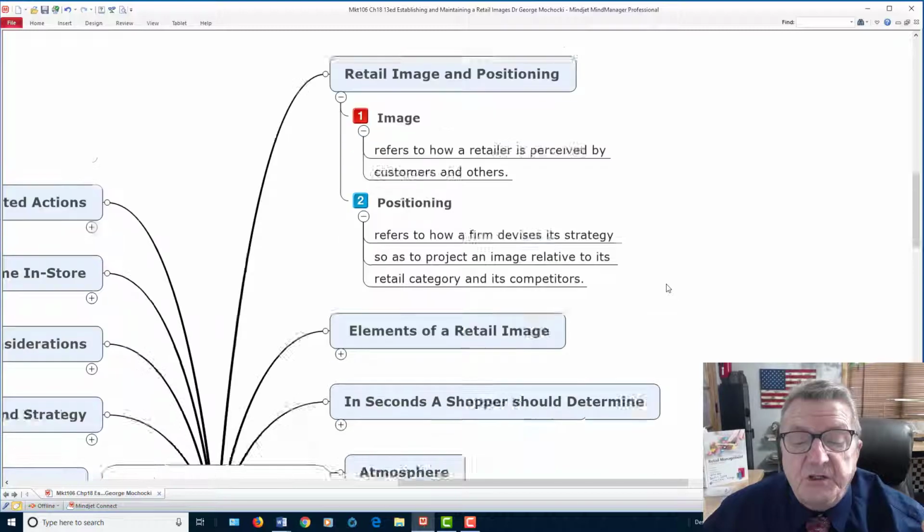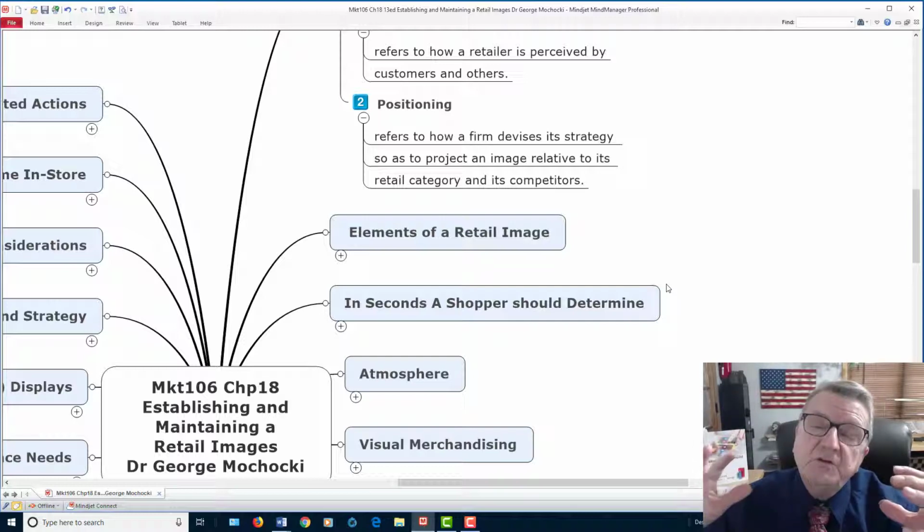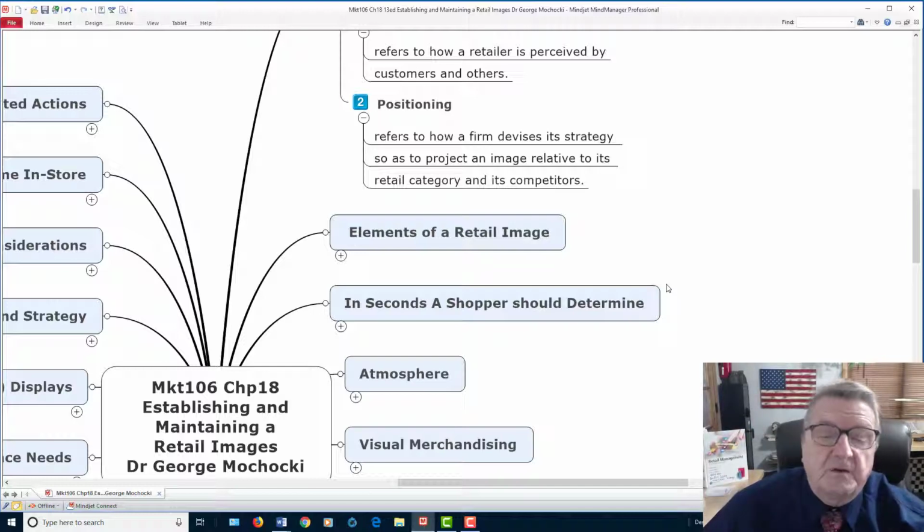Okay, positioning. How does your firm fit in with other competitors? Are you in the high end, low end? Are you the high quality? Are you the trendy? All that is how you position your store, and position your advertising, and position the interior and the atmosphere out of that.